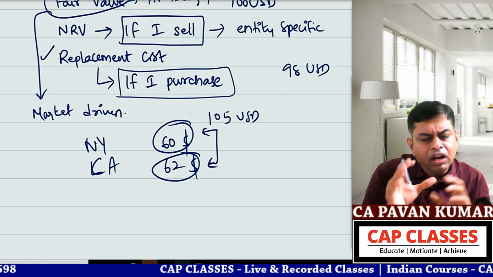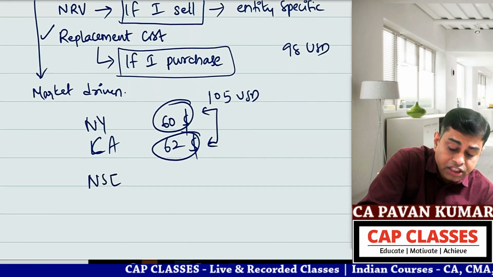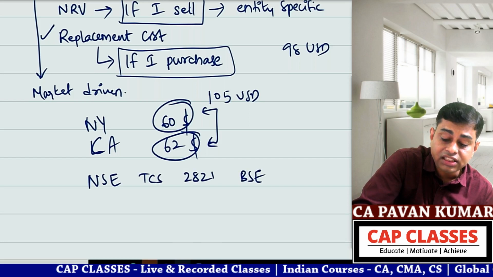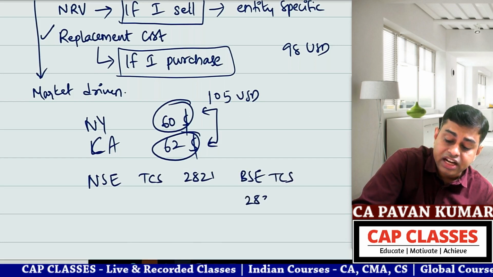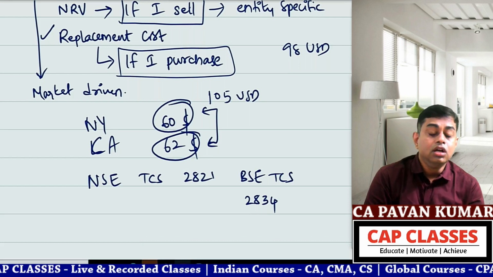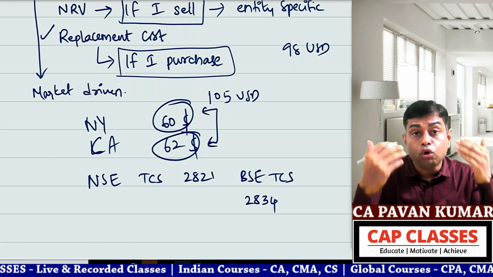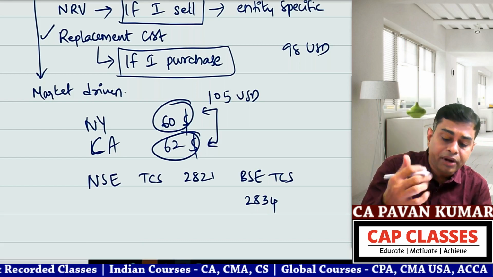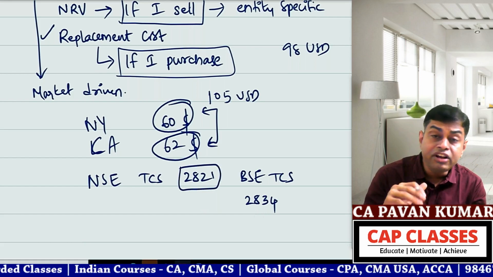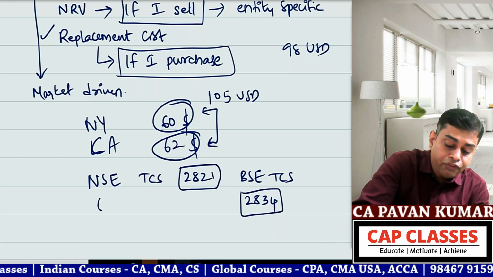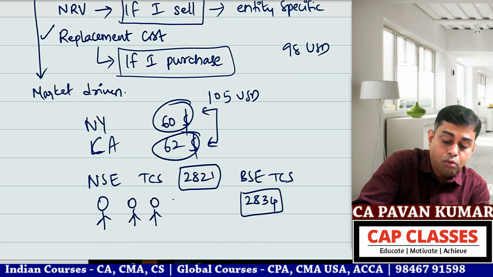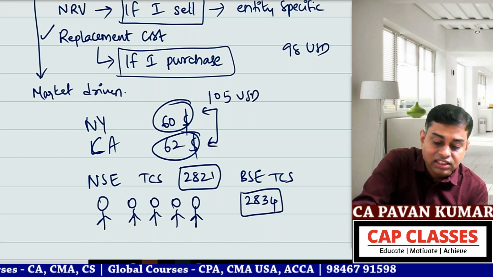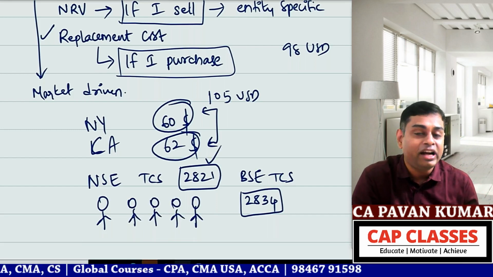I'll give you one more example. On the National Stock Exchange, TCS is trading at 2,821. On the Bombay Stock Exchange, the same TCS is trading at 2,834. Whoever is operating in NSE, this is the fair value. Whoever is operating in BSE, this is the fair value. From Pavan to Nirmal, Nirmal to Omar, Omar to Nazar, Nazar to Narsimha, fair value will not change. Whoever buys, whoever sells, this is the price. From NSE to BSE, the amount might change.